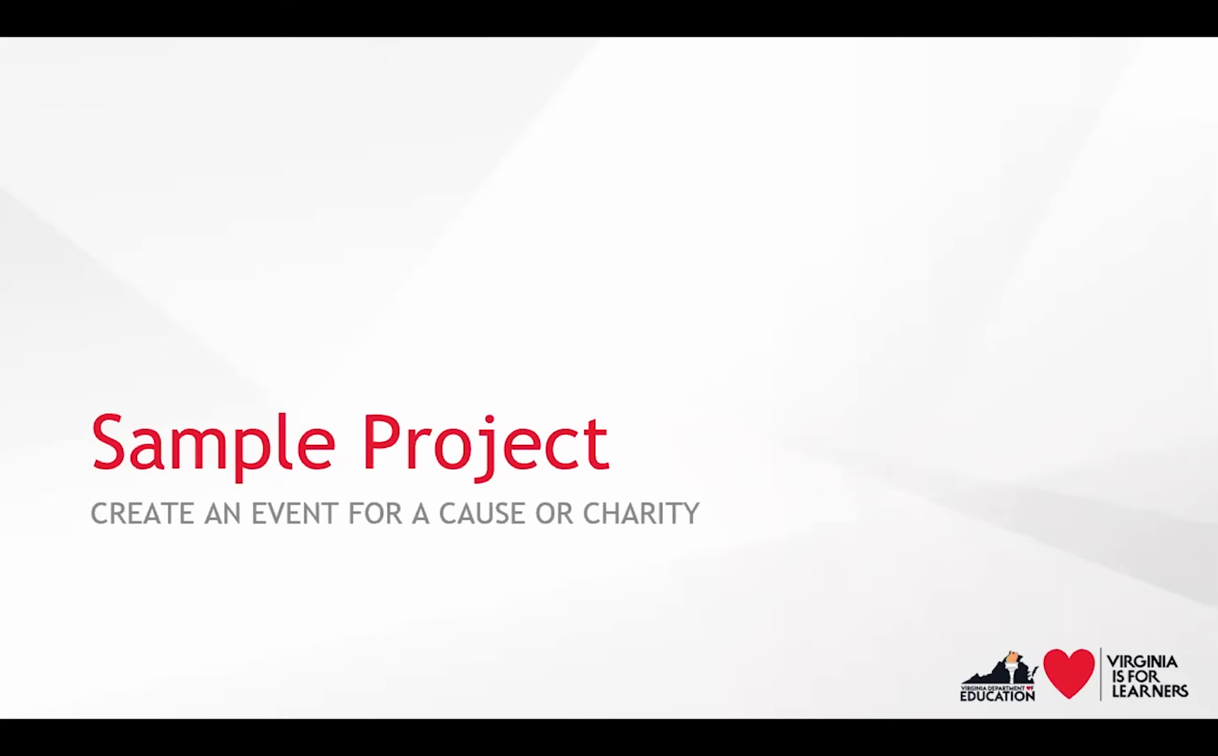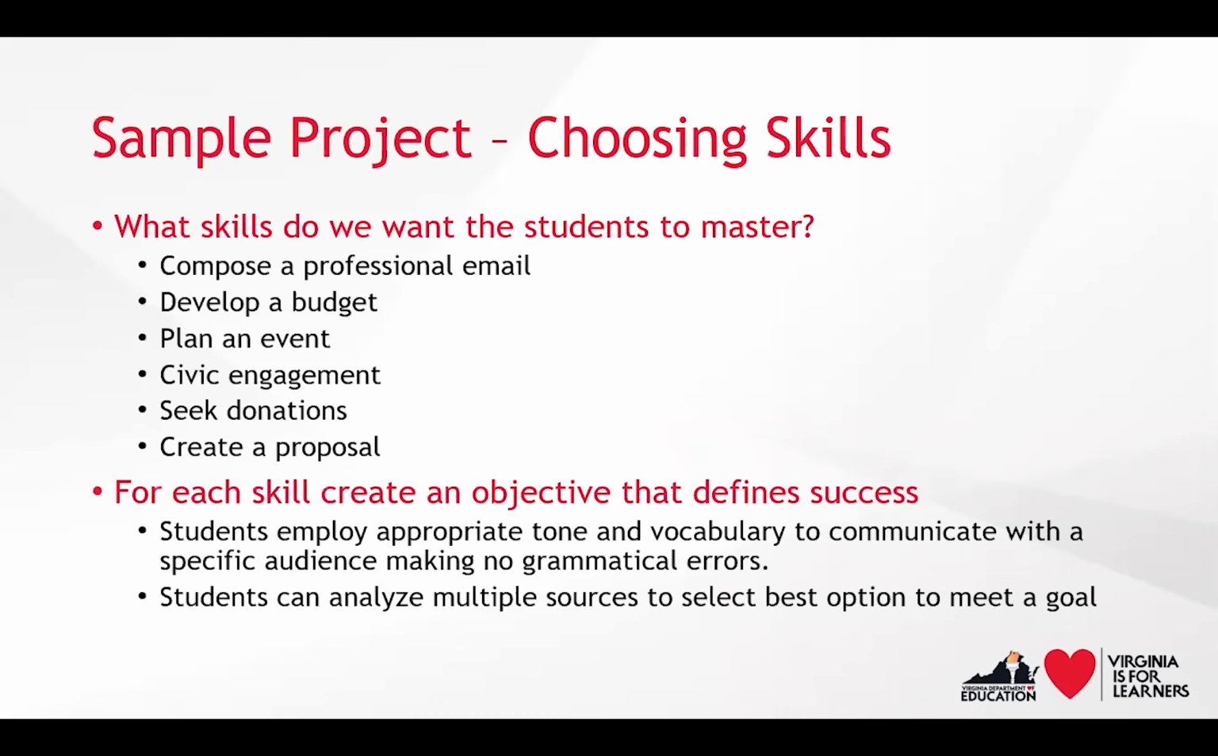And it was interesting because as they began to dig, they began to see how some of these charities had actually impacted their lives. So for our sample project, we're going to do exactly what we laid out. We're going to start at the very end, and we're going to choose the skills we want our students to master. And for this project, we had a list of 6. The first was we wanted them to be able to compose a professional email.